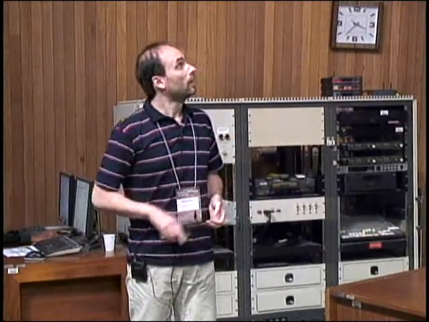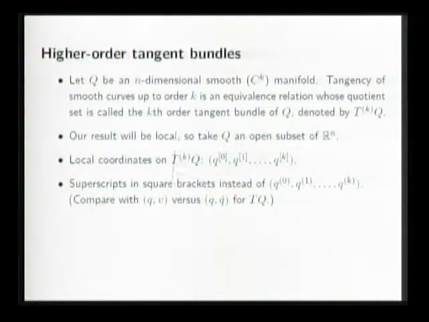And, well, I will talk about this problem of regularization of Hamilton's principle. First of all, a brief review of higher order tangent bundles. If you have a smooth, at least C^k manifold, you have tangency of curves up to order k, and that's an equivalence relation whose quotient set we will denote by T^k Q.